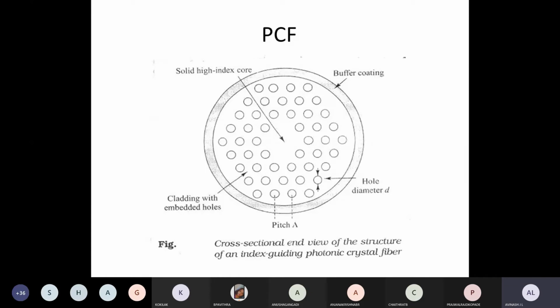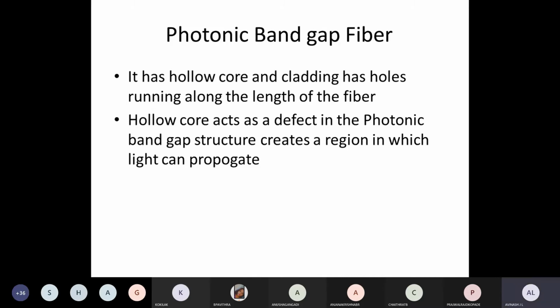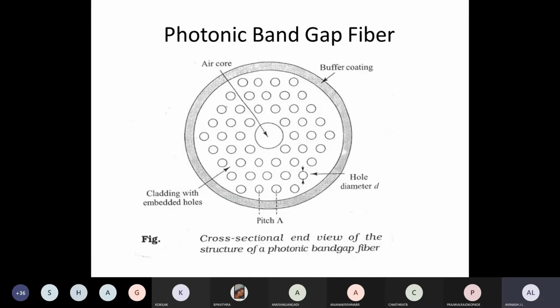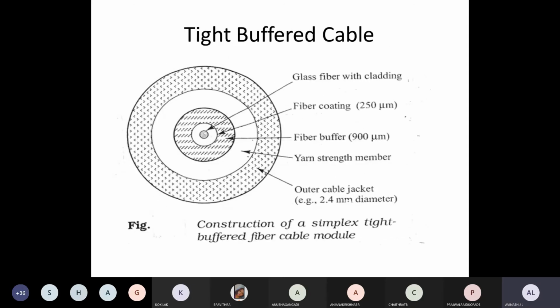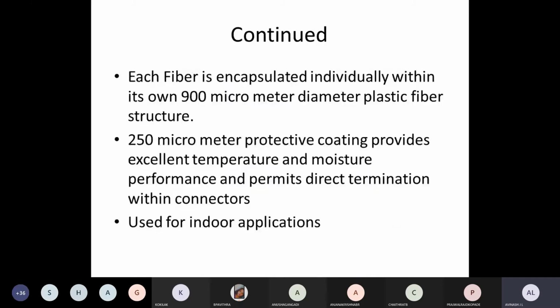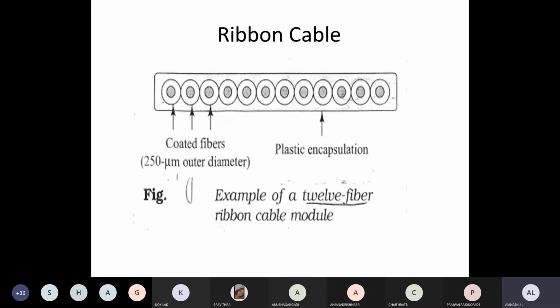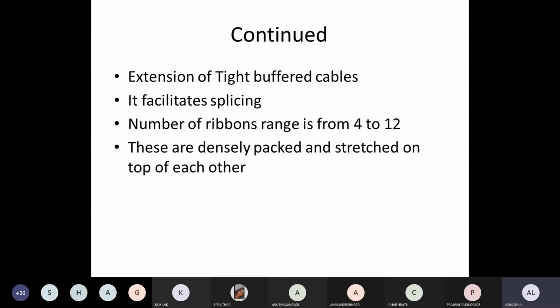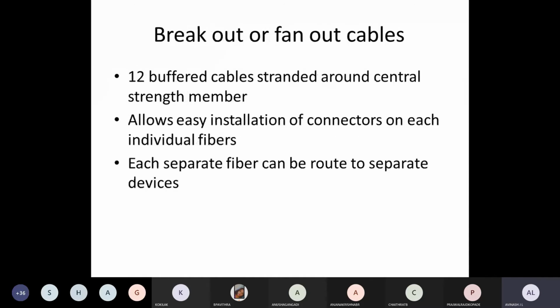This is the structure of photonic crystal fibers. What are the operational advantages? And the photonic band gap fiber. Okay, fiber cable: here armored cable, tight buffered cable, and at the last loose tube fiber cable. And in that, ribbon cable also we have discussed. So indoor cables, outdoor cables and all we have discussed.